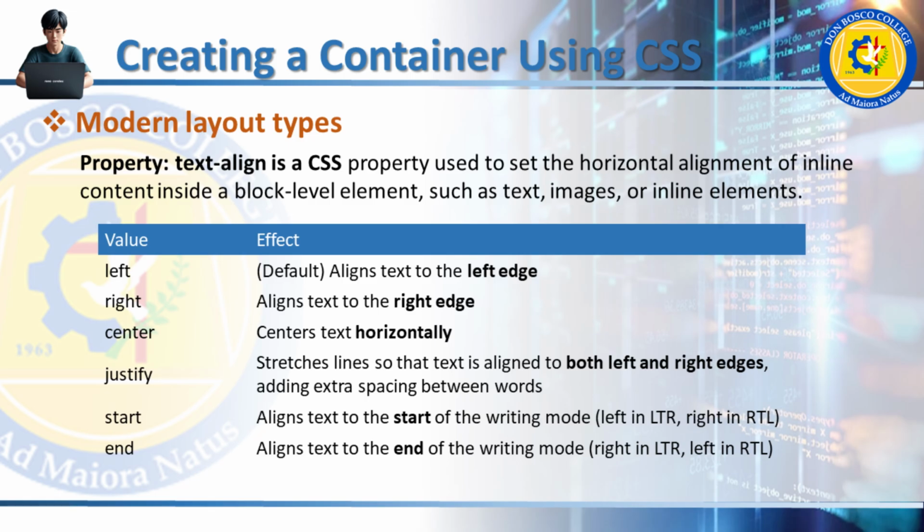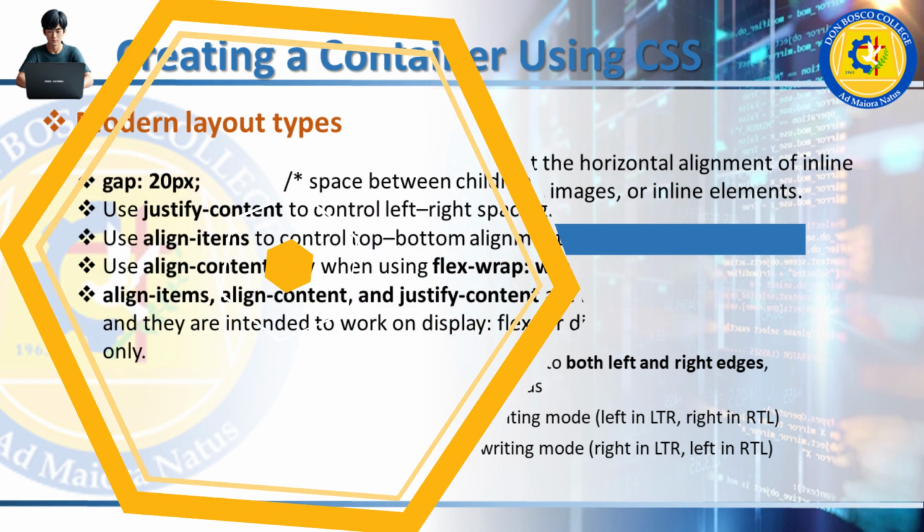The Justify value stretches lines so that the text aligns with both the left and right edges, adding extra spacing between words. The Start value aligns text to the start of the writing mode, left in left-to-right text, right in right-to-left text, and end aligns text to the end of the writing mode, right in left-to-right text, left in right-to-left text.